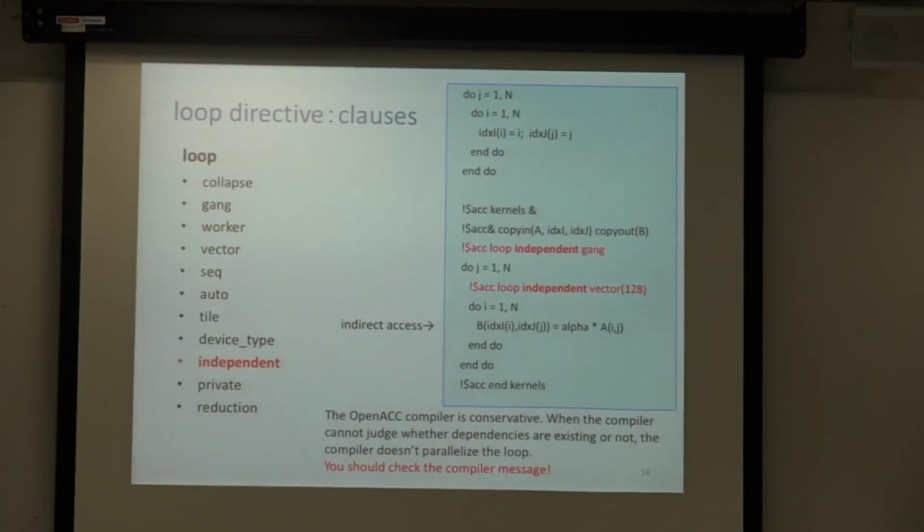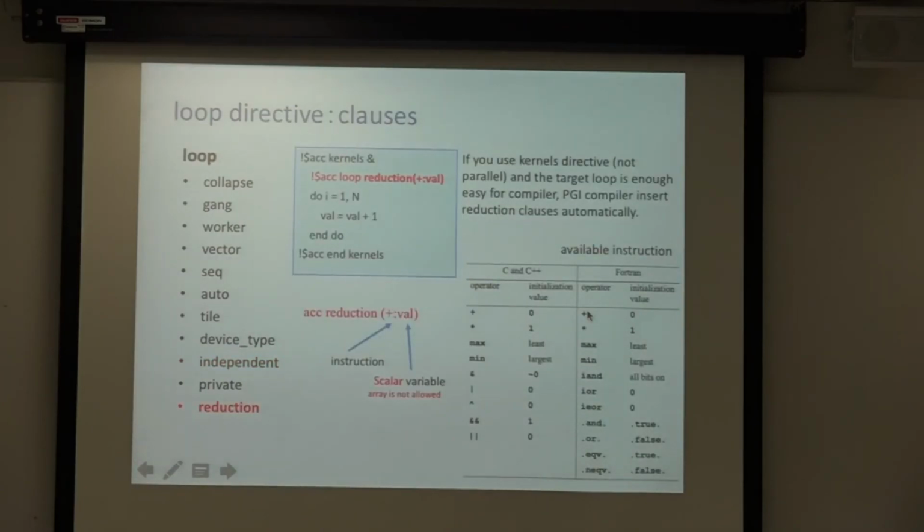And this independent clause is very important. If there is indirect access, the OpenACC compiler is very conservative. The compiler cannot judge whether dependencies exist or not, so the compiler doesn't parallelize this loop. So you should check the compiler message and insert the independent clause to parallelize.